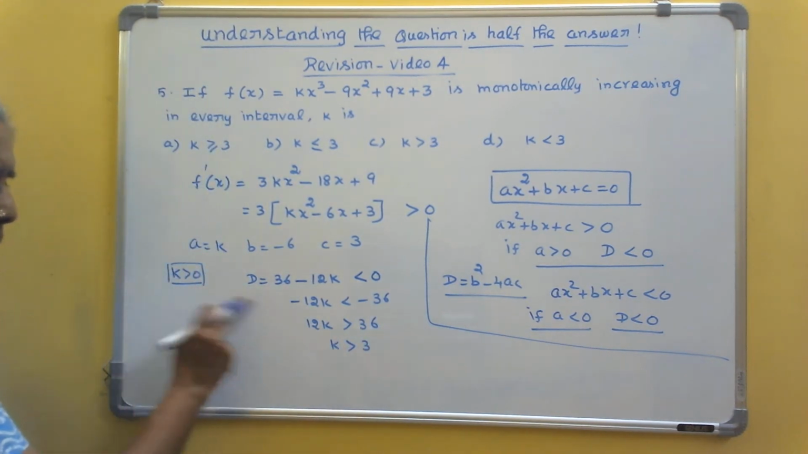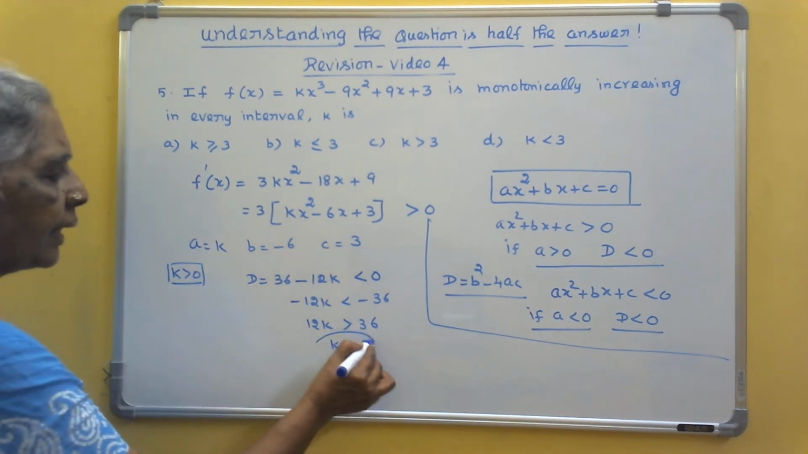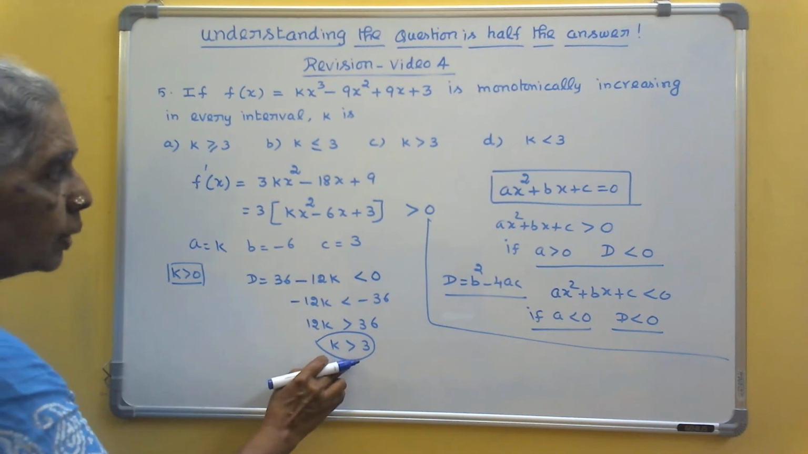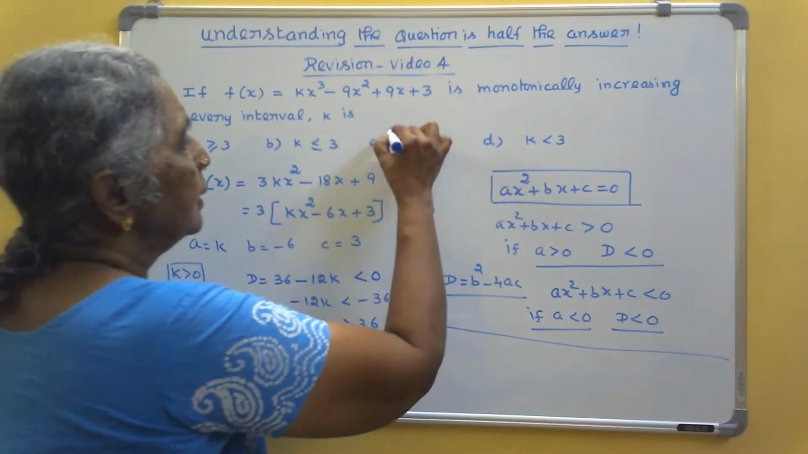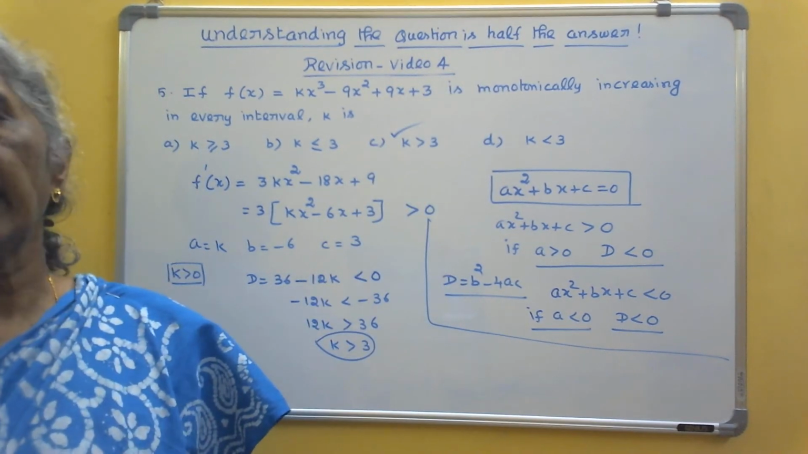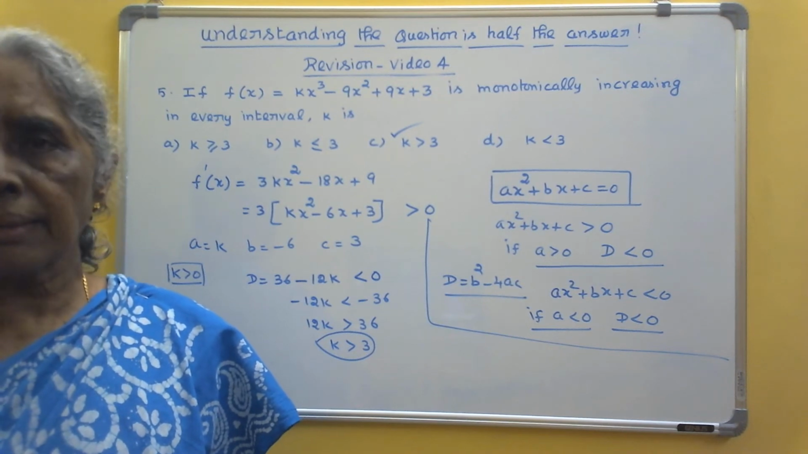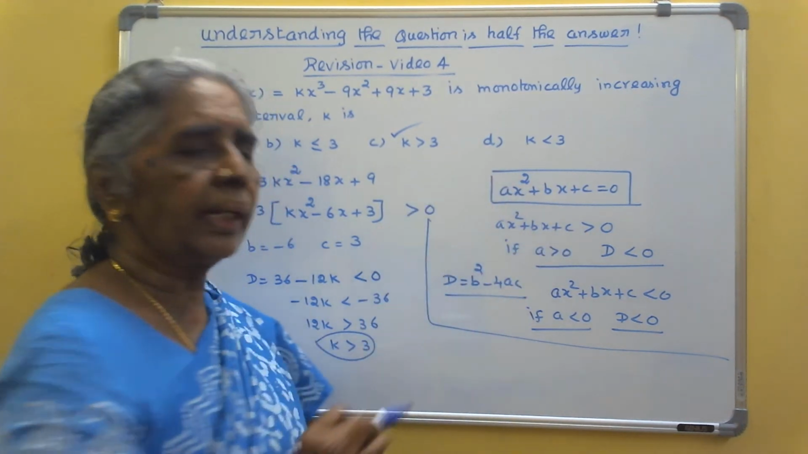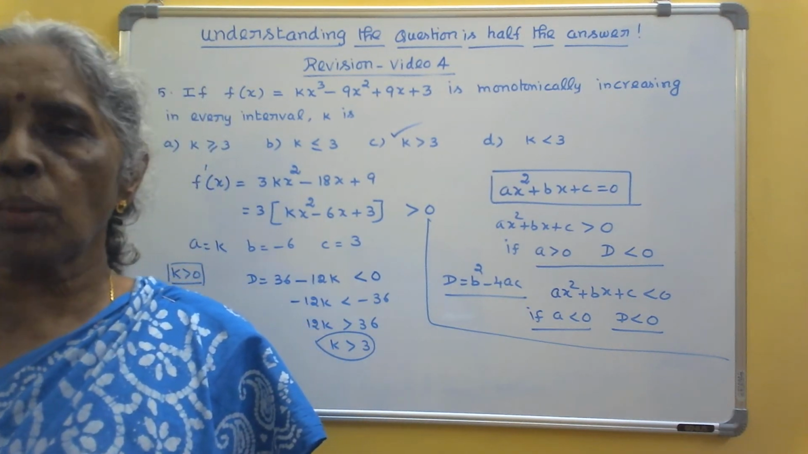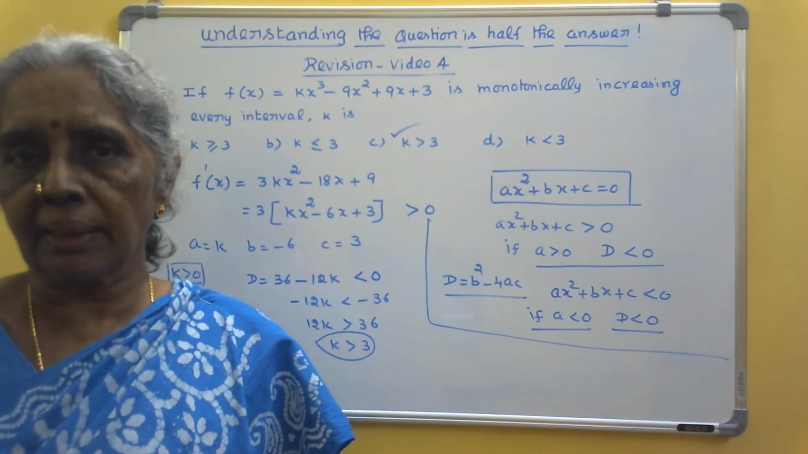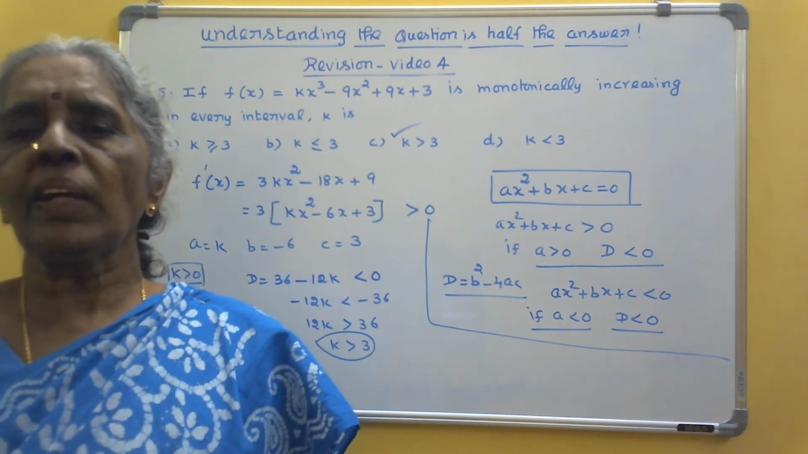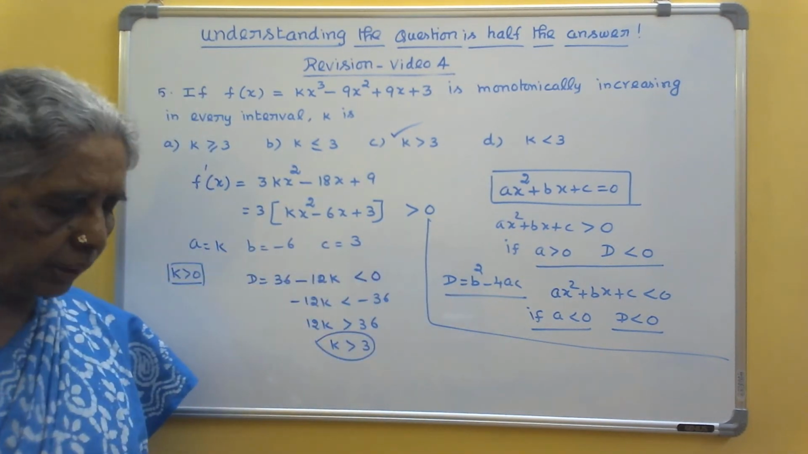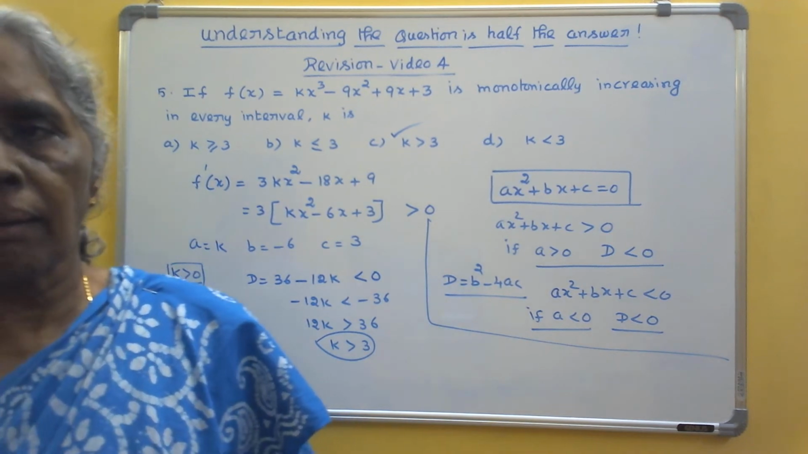So, both are satisfied, no? When you take k greater than 3, then definitely k is greater than 0. So, this is the value. So, this C option is the correct option. In this sum, you have learnt a new concept: how to find the conditions for a quadratic expression if it has to be 0, if it is greater than 0, if it is lesser than 0. For that only I took this sum. Hope this sum is clear to you.